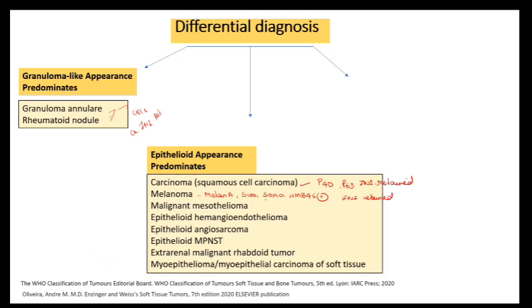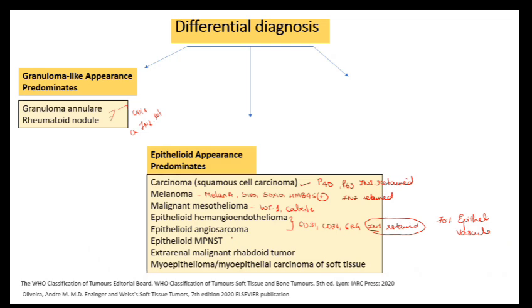Then you have malignant mesothelioma that arises from the mesothelial cells lining your pleura and peritoneal cavity. They will be positive for WT1 and calretinin, right? Epithelioid hemangioendothelioma and epithelioid angiosarcoma, these are the vascular tumors. So they'll be positive for your CD31 and CD34 and ERG. INI1 will be retained. But there is a pitfall. You know, up to 70% of your epithelioid sarcomas can be positive for your vascular markers. So only your INI1 will help you in distinguishing the epithelioid sarcoma versus your epithelioid hemangioendothelioma and epithelioid angiosarcoma.